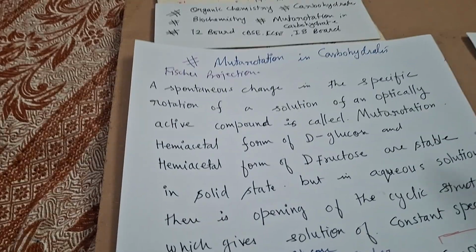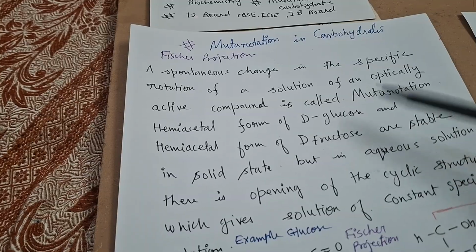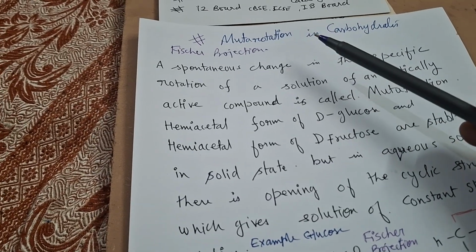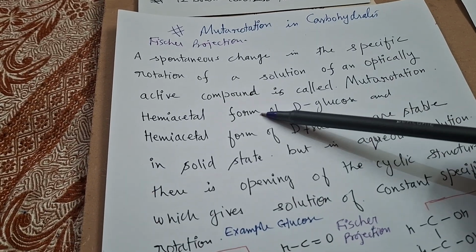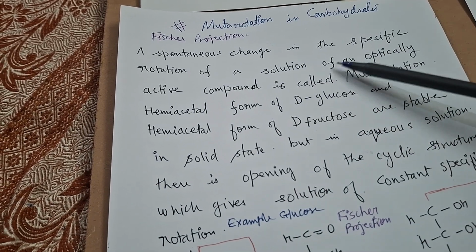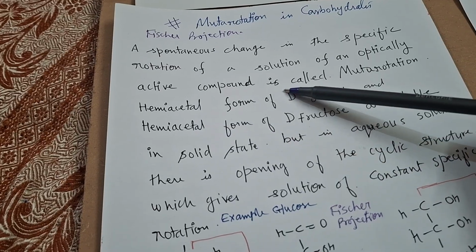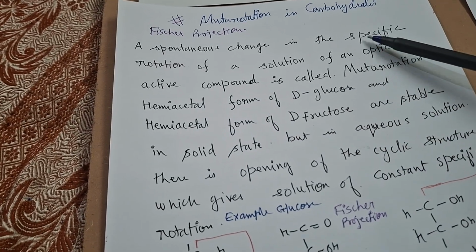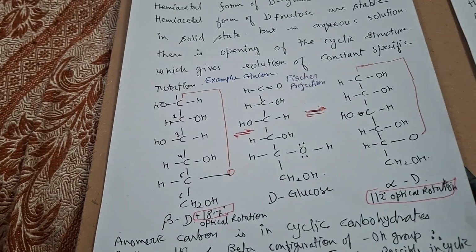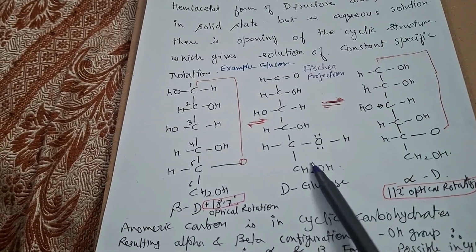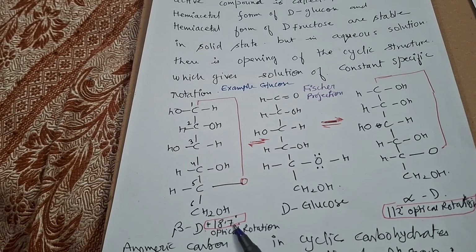Here we will discuss what is mutarotation and explain it with an example with the help of Fischer projection. A spontaneous change in the specific rotation of a solution of an optically active compound is called mutarotation. What does it mean? This is alpha D glucose and this is beta D glucose. Angle of rotation here is 18.7, here 112 degrees.